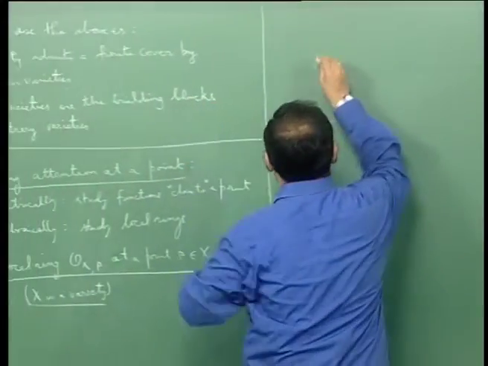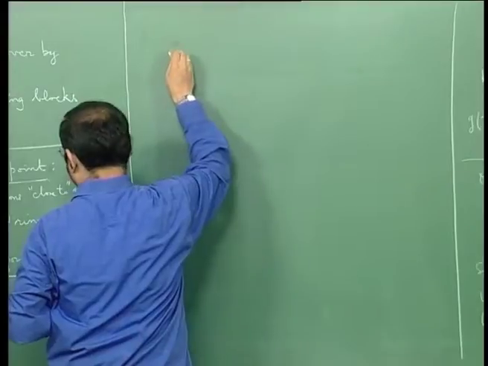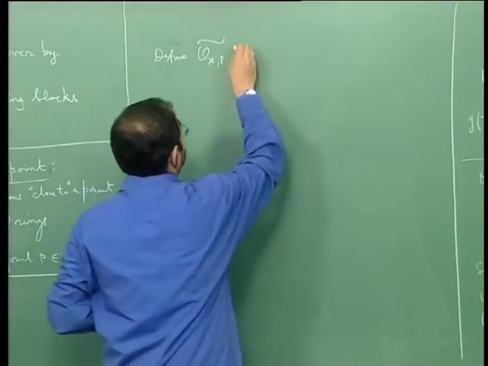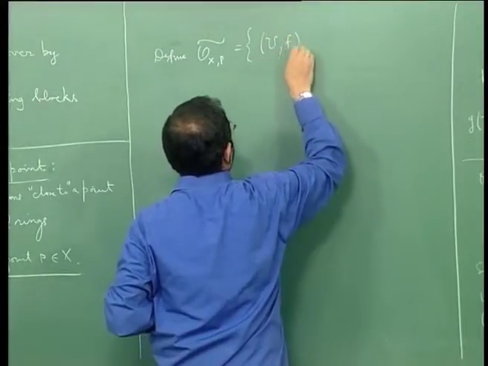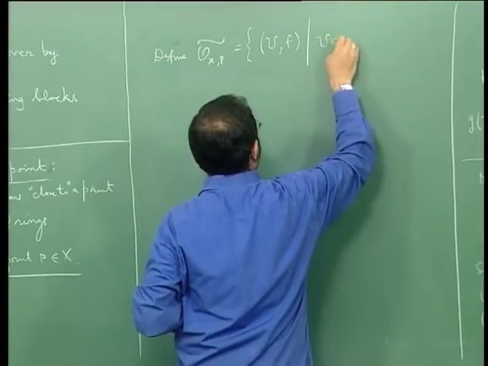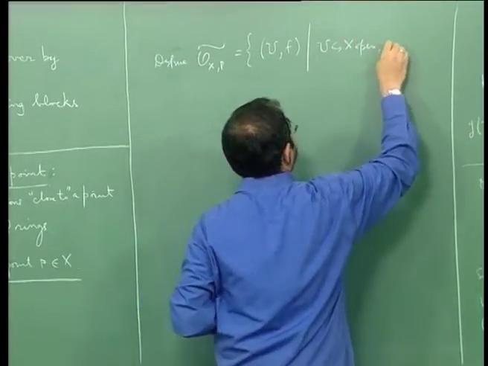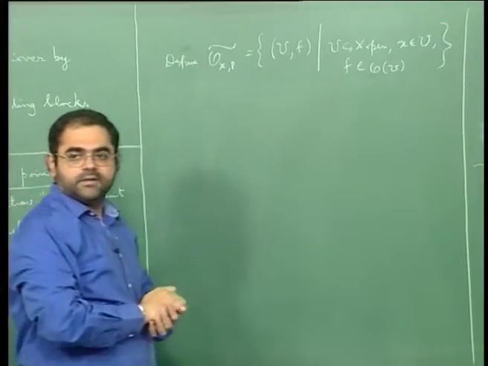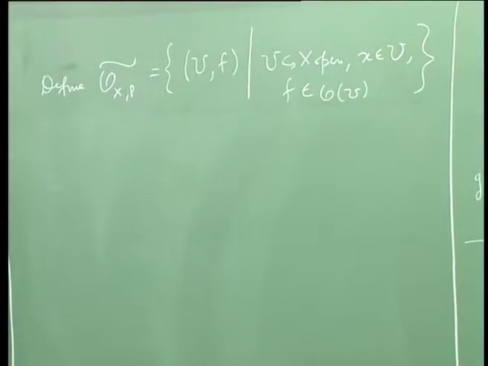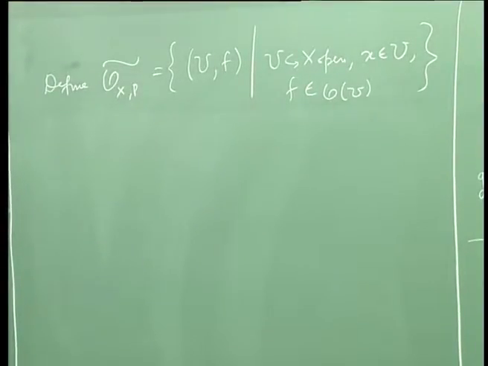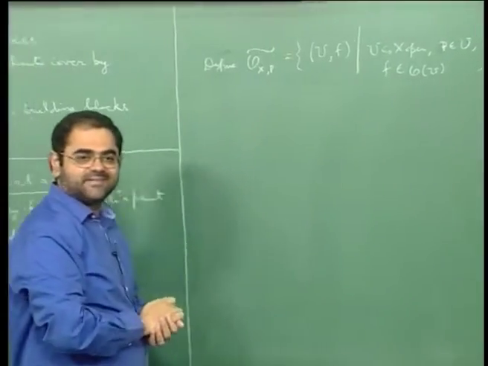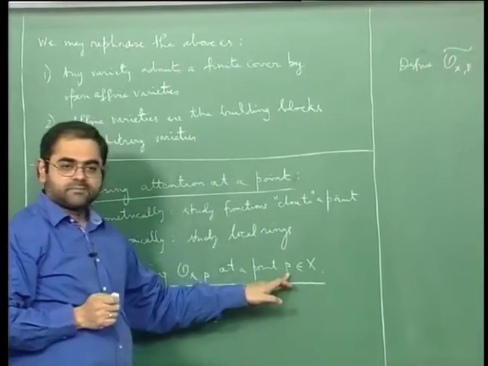So you do the following thing: define O_{X,P} tilde to be the set of all pairs (U, f) such that U inside X is open, P is a point of U, and f is a regular function on U. So you look at pairs like this. What I am doing is just looking at regular functions defined on open neighborhoods containing P. Yeah, my point was not small x but capital P, so I will change it. Thank you for pointing that out. I have taken my point as capital P.